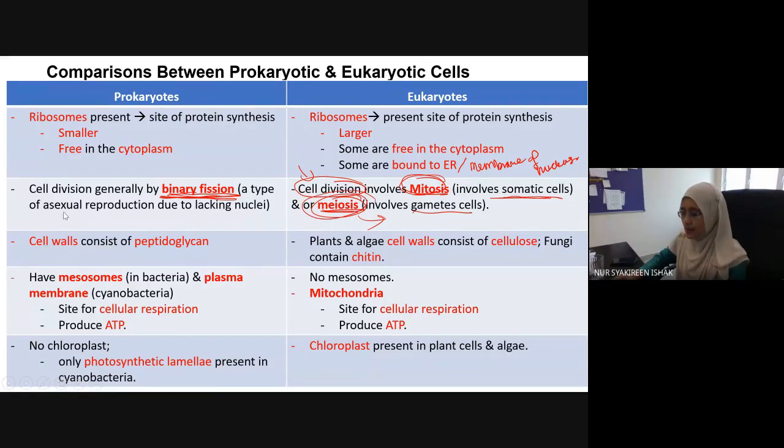And then for prokaryotes, the cell wall is made up of peptidoglycan. For eukaryotes, the plant and algae cell wall is made up of cellulose. The cell wall of fungi is made up of chitin.